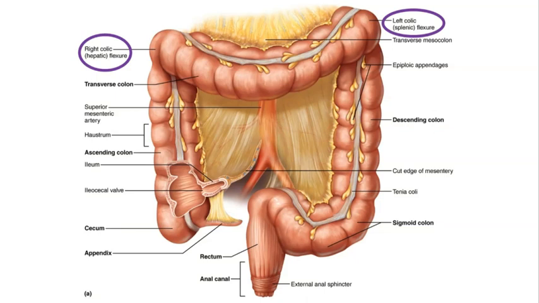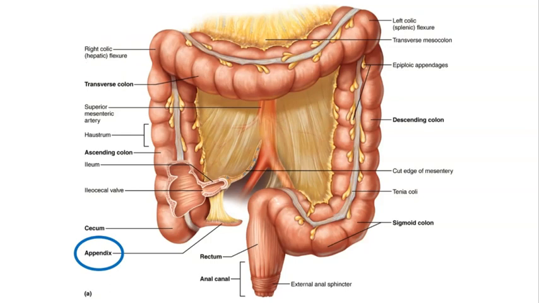The large intestine has two 90-degree turns that are called flexures. The right colic flexure is located between the ascending colon and the transverse colon. It is also called the hepatic flexure due to its proximity to the liver. The left colic flexure is located between the transverse colon and the descending colon. It is also called the splenic flexure due to its proximity to the spleen.